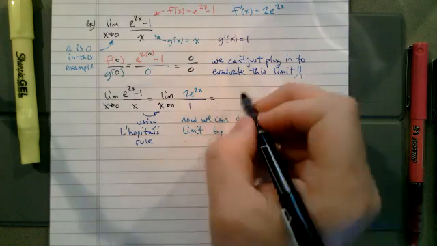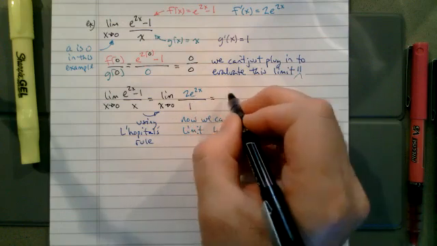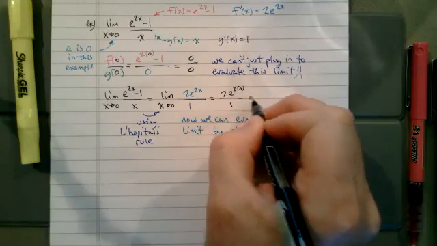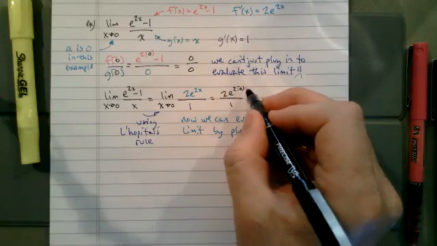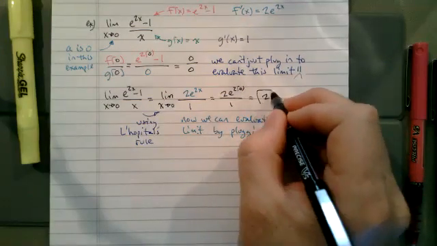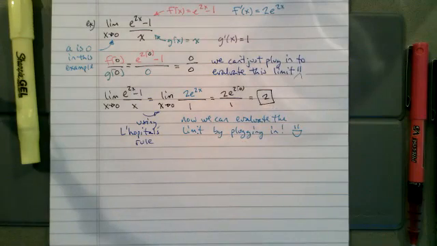So 2e to the 2 times 0: e to the 2 times 0 is e to the 0, which is 1. 2 times 1 is 2. Divided by 1 is 2. So here we're able to use L'Hopital's rule to evaluate the limit because it gave us a 0 over 0. Any questions?